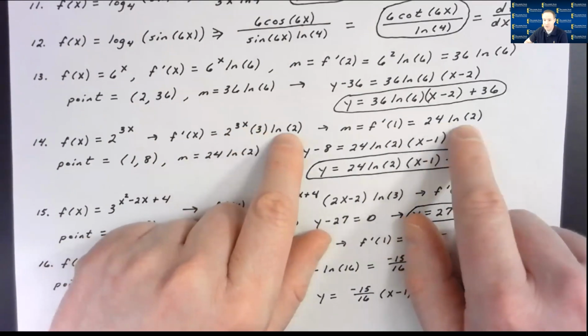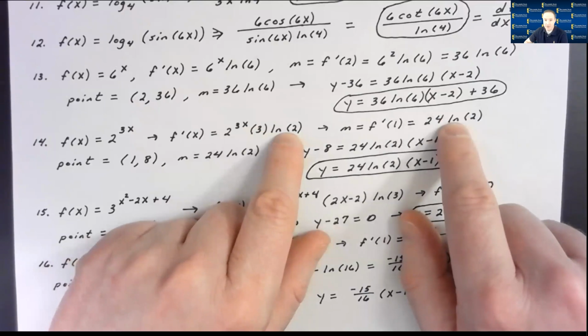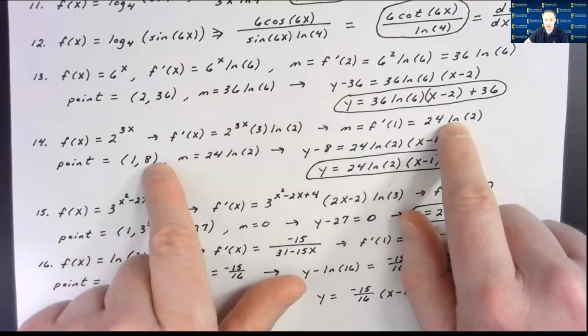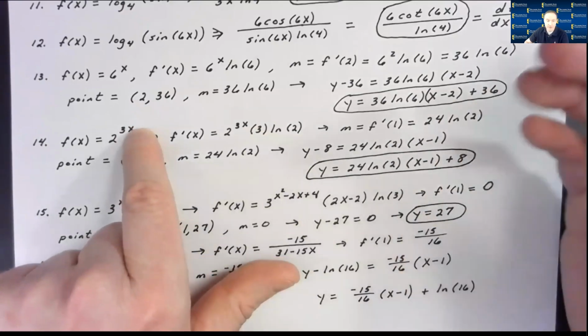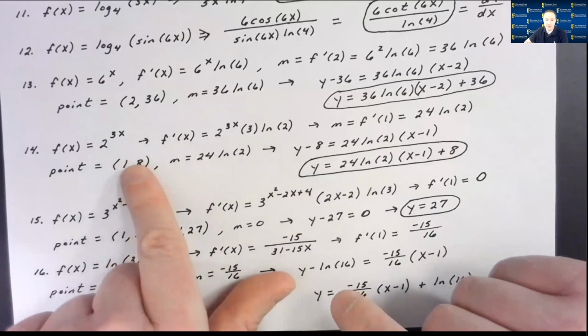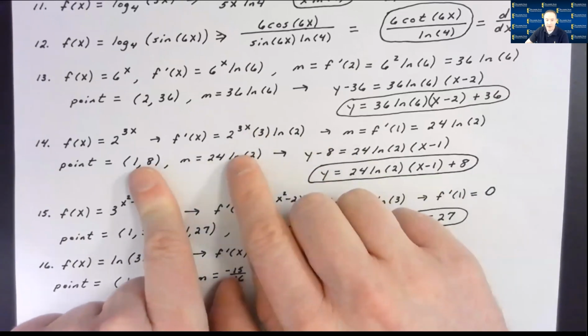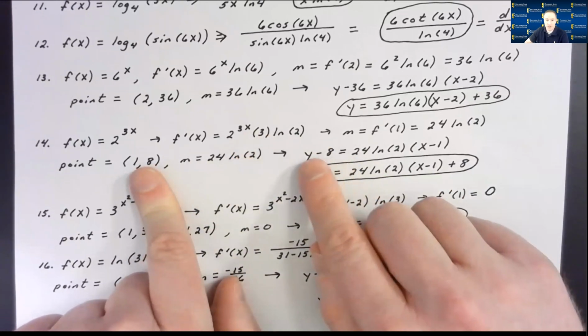And then I have 24 natural log of 2. So that's evaluating my derivative at 1. In order to get the y value, you would just evaluate your original function at 1. Obviously, that's 2 to the third, which is 8. So I have my point, I have my slope, I plug that information in.